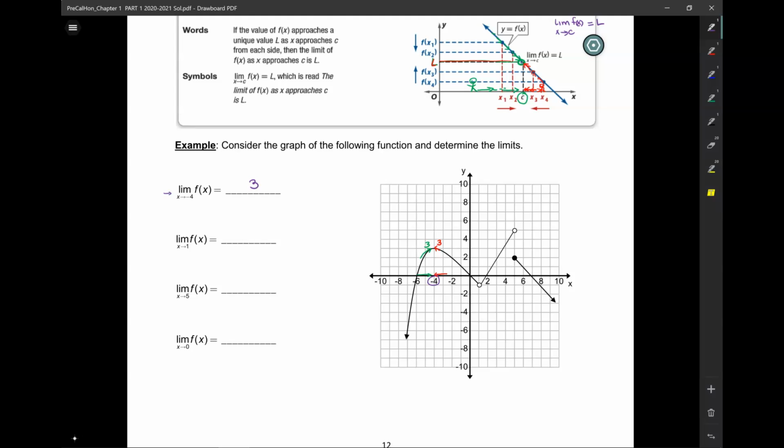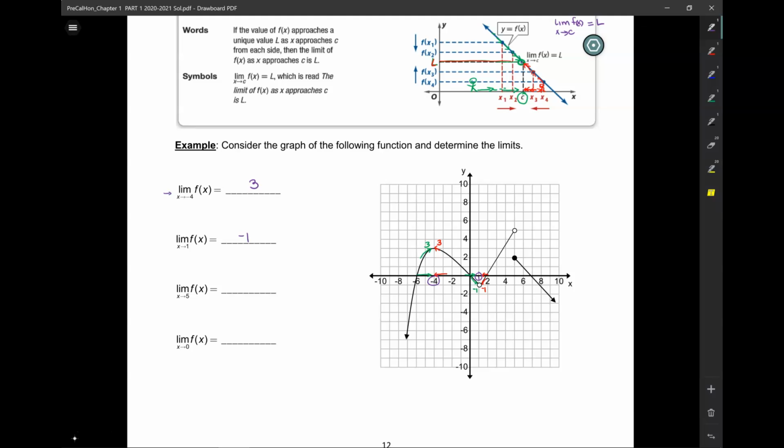Okay, let's take a look at another one. The limit of f of x as x approaches 1. Well, where is x equals 1? Here. Okay, as I approach 1 from the left, what y value is the graph approaching? -1. Okay. As I inch my way closer to 1 from the right, what y value is the graph approaching? -1. Is it approaching the same y value from the left and the right? Yes. So the limit as x approaches 1 is -1.